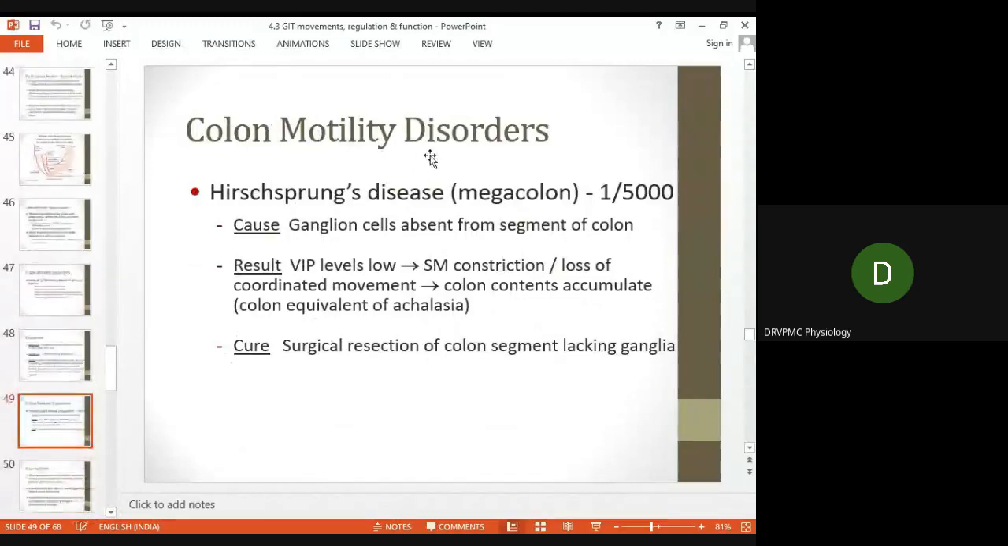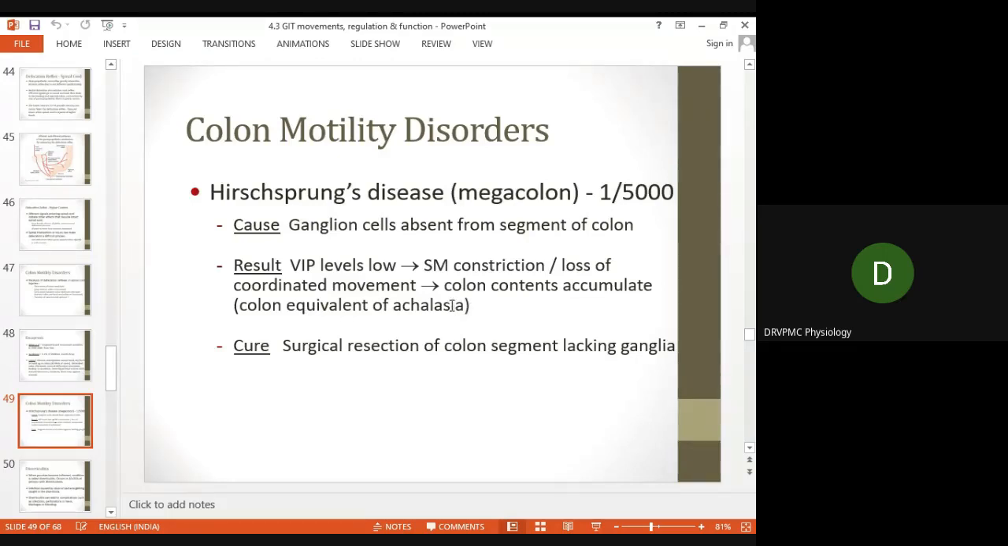Another colon motility disorder is Hirschsprung's disease or megacolon. It affects about 1 in 5,000 children. The cause is the absence of ganglion cells from segments of the colon, and because of that, the vasoactive intestinal peptide levels are low, and hence the smooth muscle constriction will not be there. Loss of coordinated movement, and colon contents accumulate. That is the colon equivalent of achalasia.